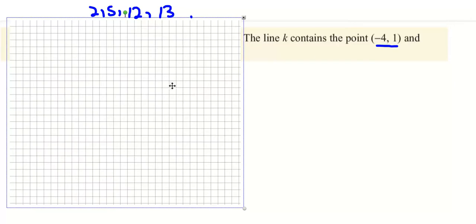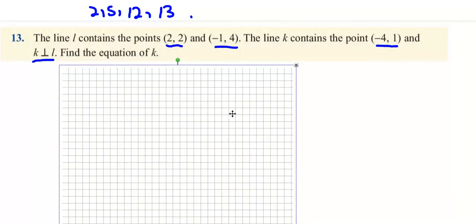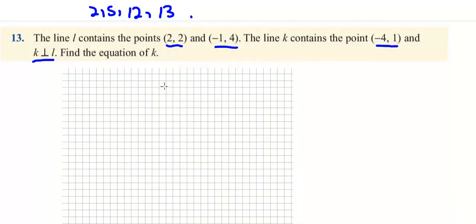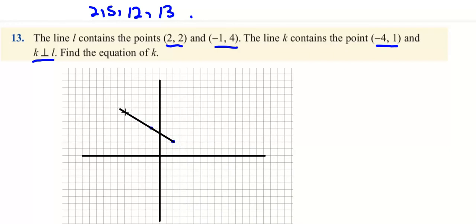Here's my graph, and we have an XY axis again, like last time. The point 2, 2 is here, and the point minus 1, 4 is here. The two of these points make a line, the black line I've just drawn here. Now, there's another point, which is minus 4, 1, which is minus 4 and up 1. We'll do it in red.